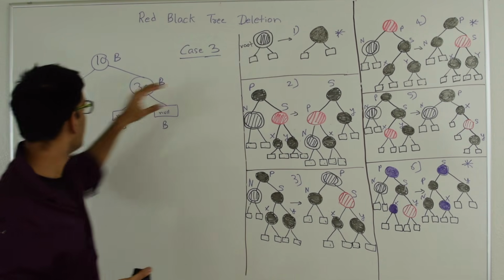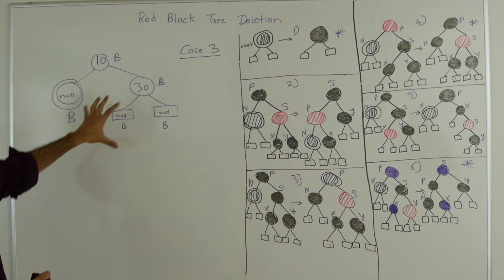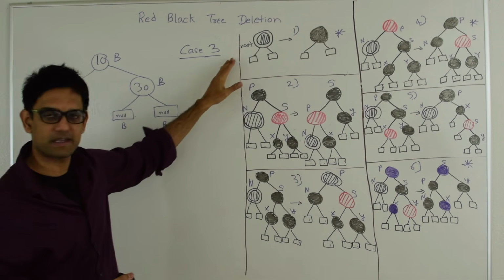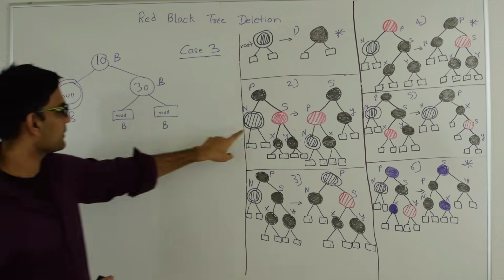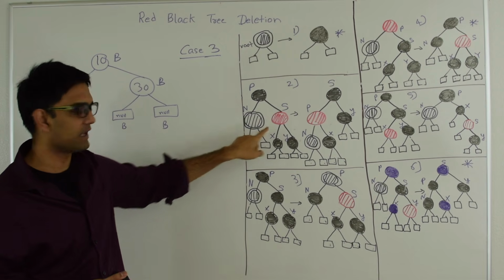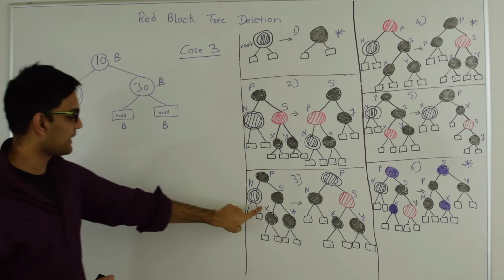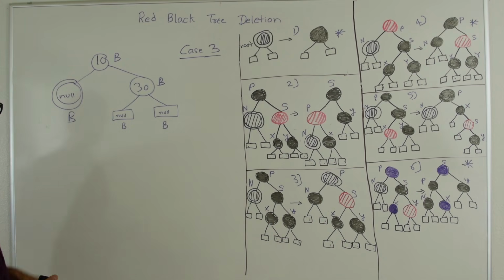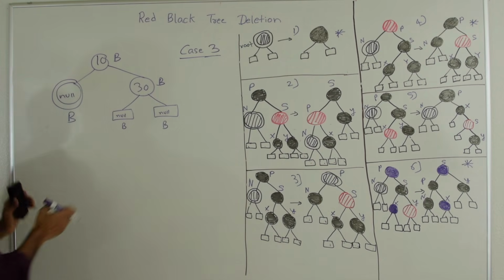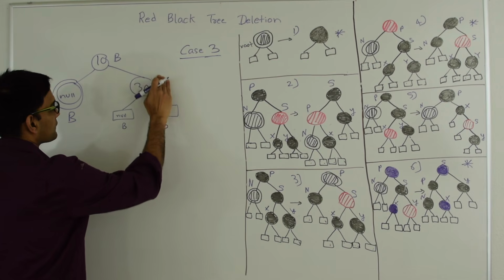So we start from here. This is not the root of my red-black tree, so case 1 is not applicable. For case 2, the sibling here is black in color, while for case 2 it needs to be red in color, so case 2 is not applicable. Case 3 is applicable. 2 black children, black sibling and black parent. So in case 3, what we do is we just change the color of this to be red.